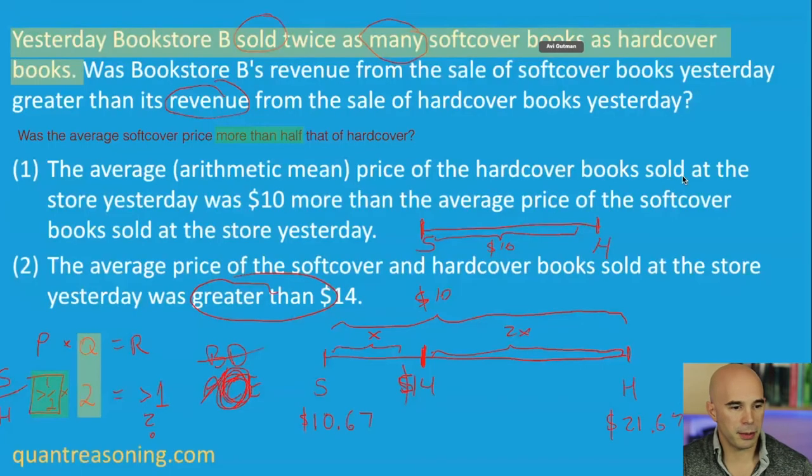The reason that I placed this average tick mark closer to the left than it is to the right is because of that free info at the very beginning of the question, where we were told that the softcover books represent twice as many as the hardcover books in the overall number of books. So there's that tug of war that I was describing, where each side is pulling the average towards it.